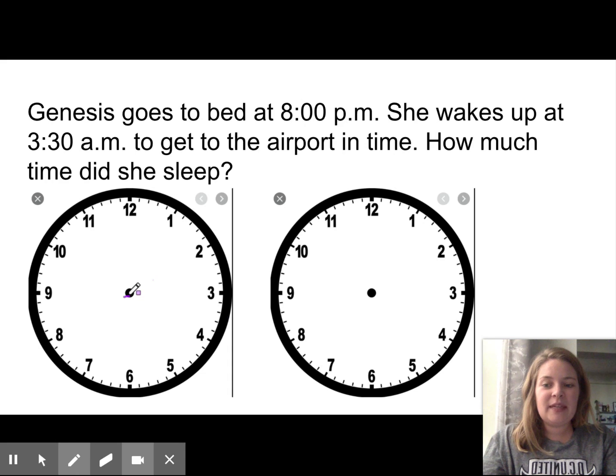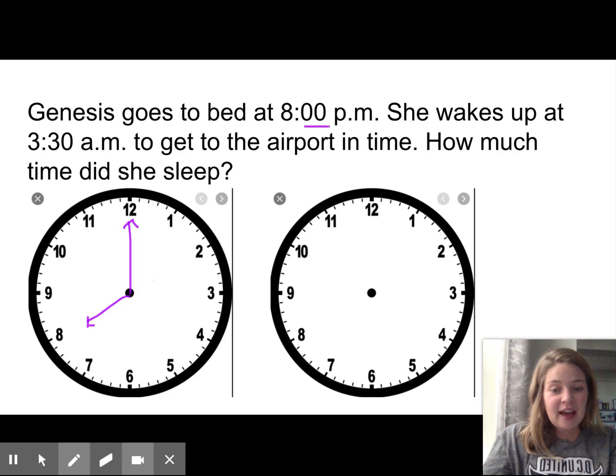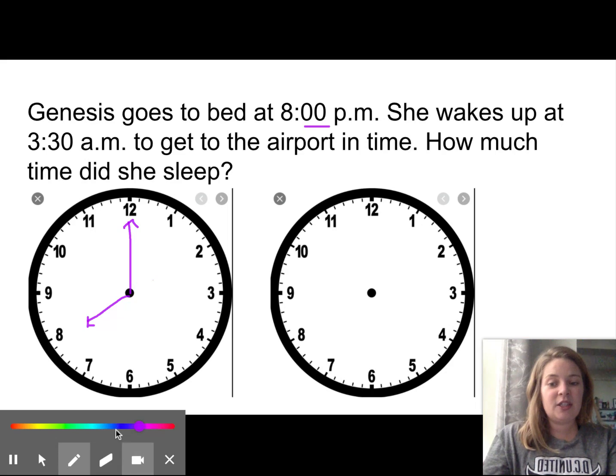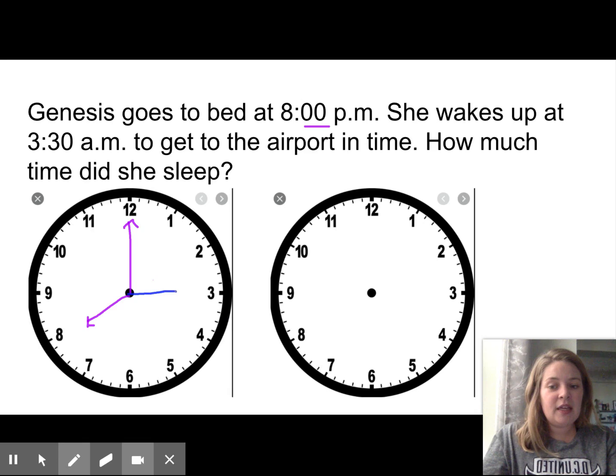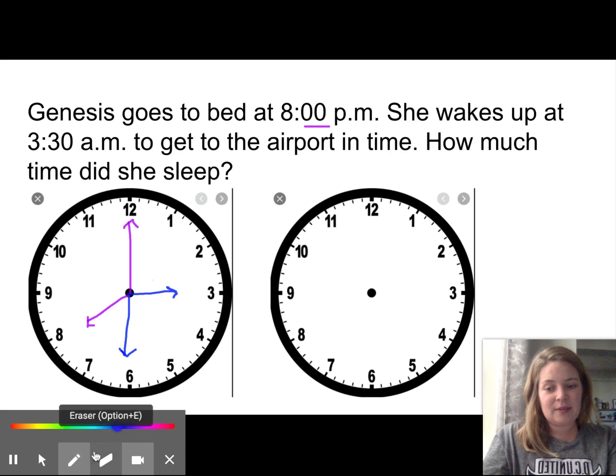Our hour hand points to the 8, and our minute hand points to the 12 exactly because it says 0 for the minutes. She wakes up at 3:30. We're actually going to draw it on the same clock so you can see exactly the difference. The hour hand would point to the 3, and the minute hand, we've done this a couple of times today, would point to the 6 because it's 3:30. So our hour hand needs to get all the way from the 8 to the 3. So let's count that first.